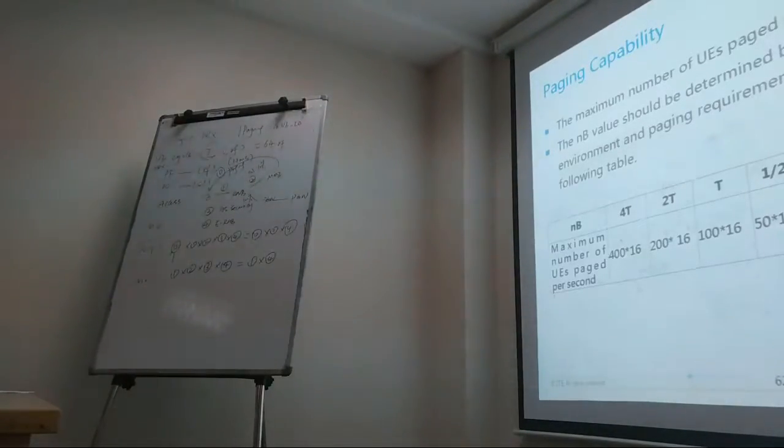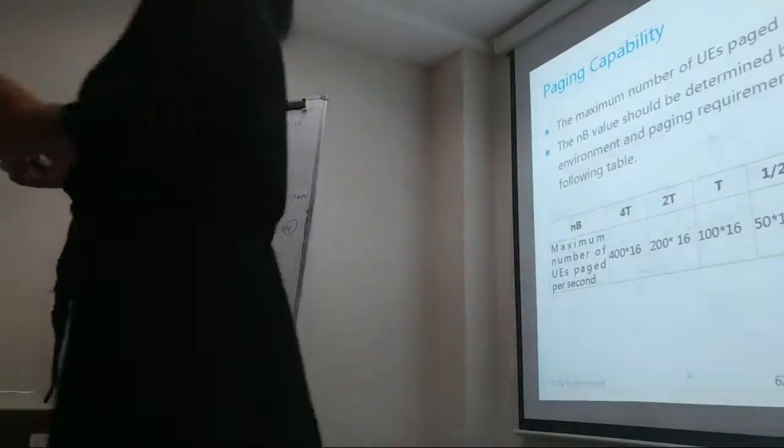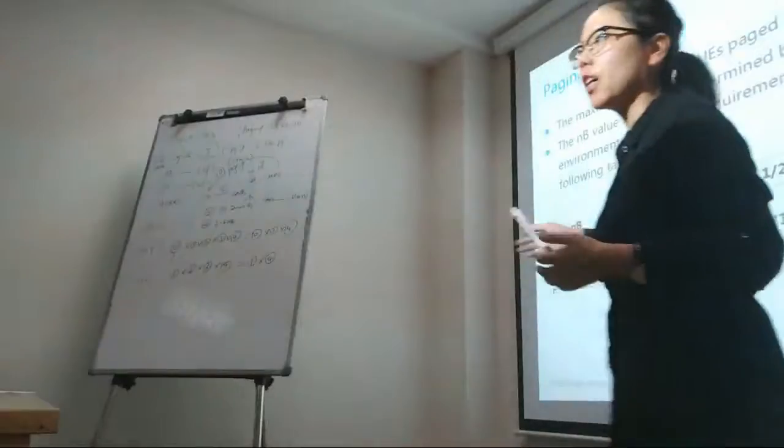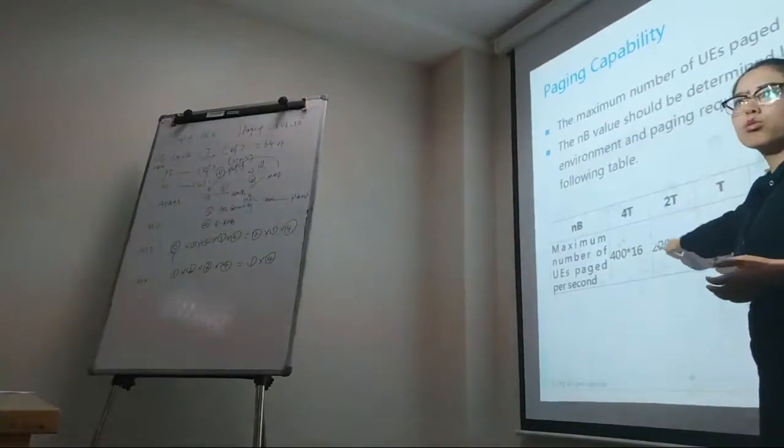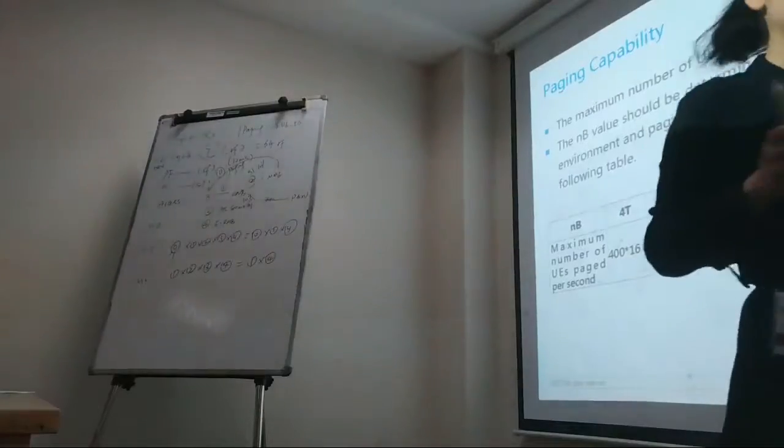I think different areas have different UE numbers under the UP. So we can configure a different UP capability. Yes, we can do it differently, based on the different areas' traffic. So you can set a different one. You can check your network parameters, and see which one you set: half or T or 2T.